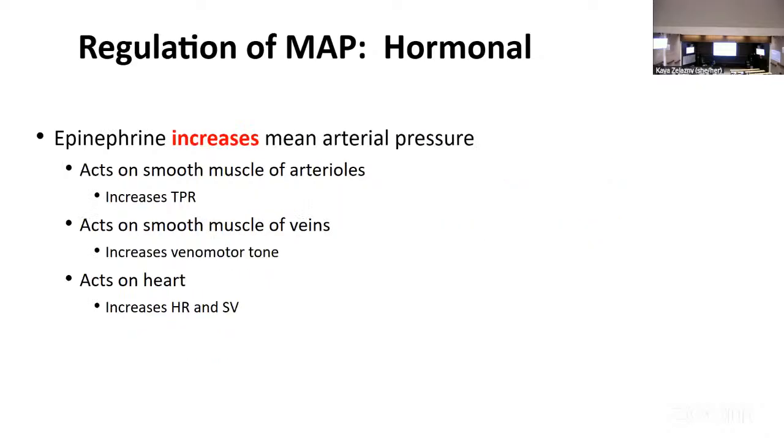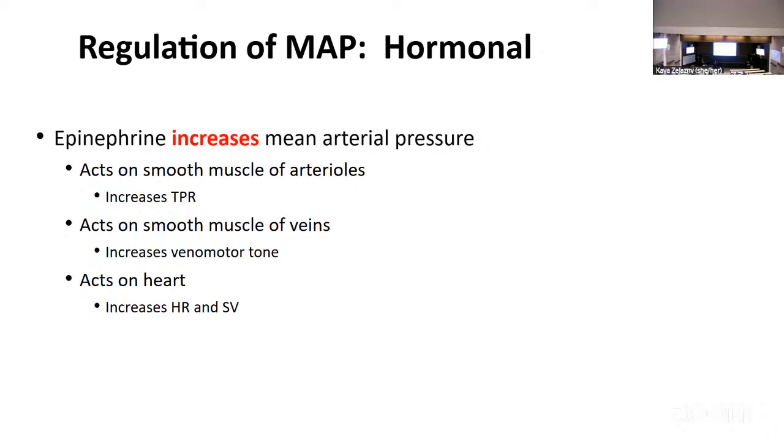So when we think about effects overall on MAP, we're mainly thinking, with a few exceptions, about how do we bring MAP, our mean arterial pressure, up to where we want it to be, right? Because of this extreme immediate danger of low blood pressure. So epinephrine is going to increase our mean arterial pressure. And we kind of know how it does that, right? So we know that it acts on the smooth muscle of our arterioles.